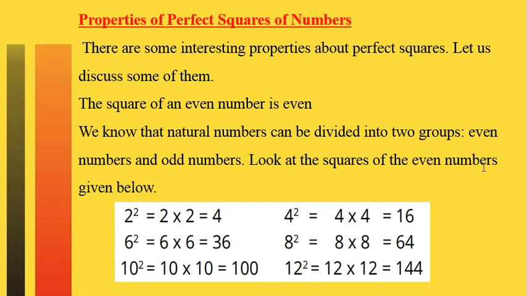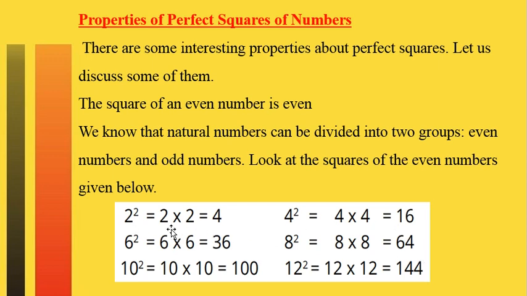Look at the squares of the even numbers given below. So some examples are given over there. The square of 2, it means 2 into 2, is equal to 4. The next even number is 4. It means the square of 4, it means 4 into 4. 4 fours are 16. Next even number is 6. Square of 6 is 6 into 6, equal to 36. And the next even number is 8. The square of 8 is 8 into 8, that is equal to 64.